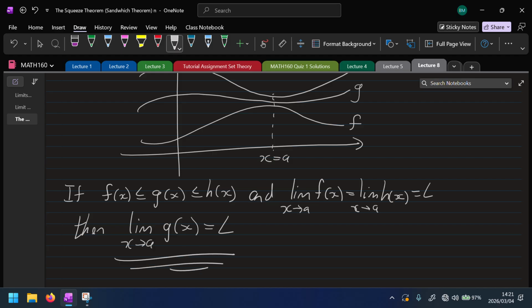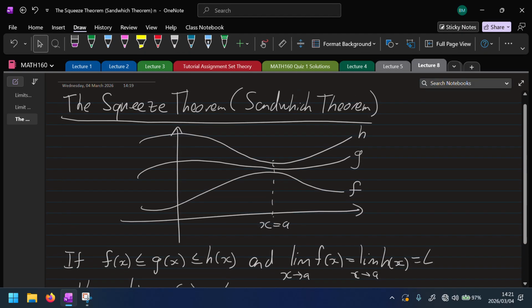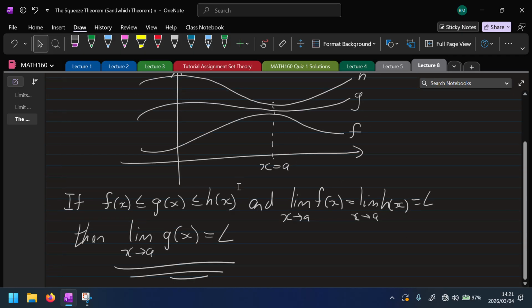Okay, so this is why we call it the squeeze theorem. So G in the middle is squeezed between F and H. We can see that from the picture here. So G is squeezed in the middle of F and H, and we see here G again is squeezed in the middle between F and H. So if those outer two have the same limit value, then the middle one is forced to also have that limit value. Okay, it's squeezed to have that value.